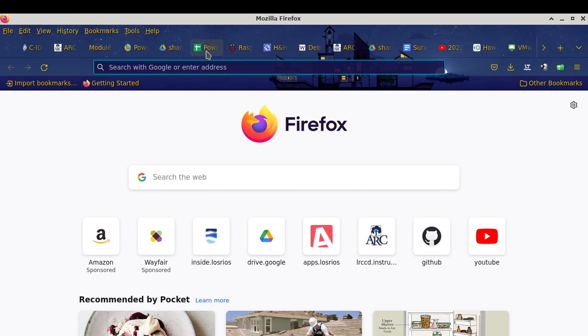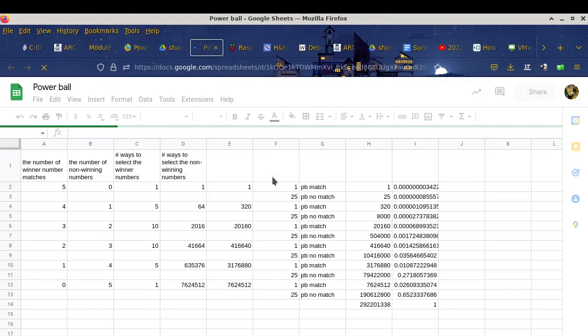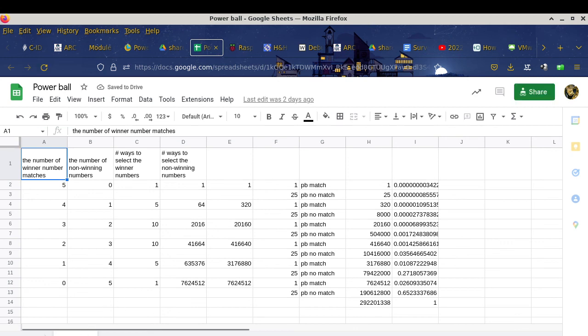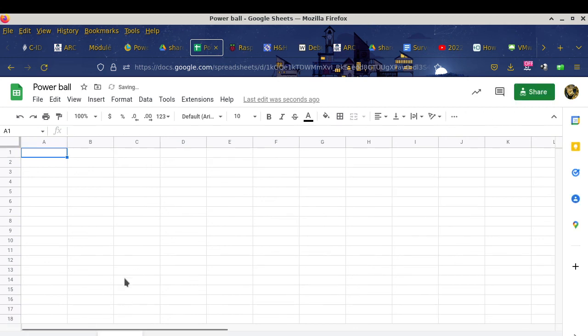I'm just looking at, there's a spreadsheet here already. What is it? Oh, okay, great. This is a great spreadsheet to work on. So this becomes a Powerball and what we call the birthday problem.